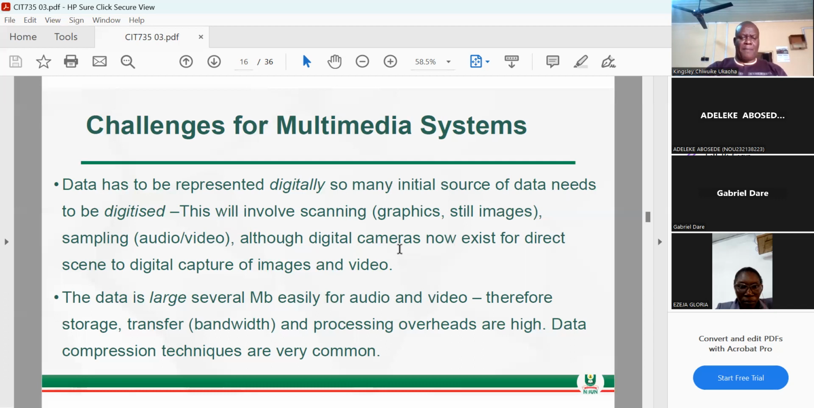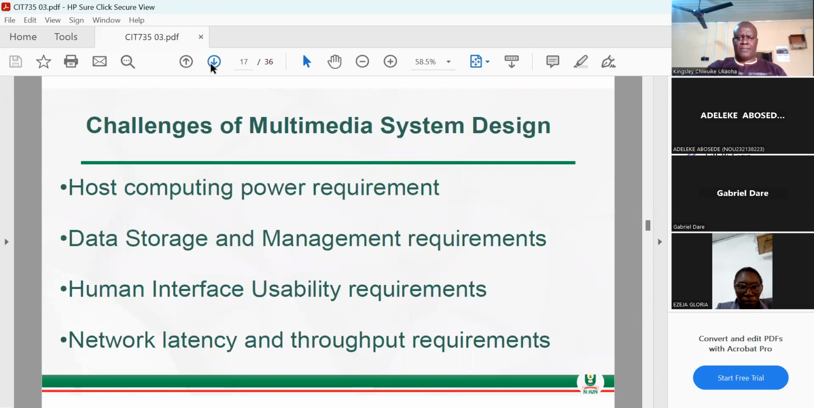The data is large, several megabytes, easily, for audio and video. Therefore, storage, transfer bandwidth, and processing overhead are very, very high. Data compression techniques are also very common, because if the computer renders your video the way it is being recorded, I don't think you'll be able to handle it. So most times, the videos are compressed so that you'll be able to get them easily in a smaller version. Some qualities may be lost, but the essential attributes of the video are still retained.